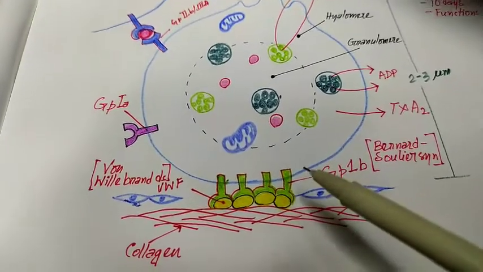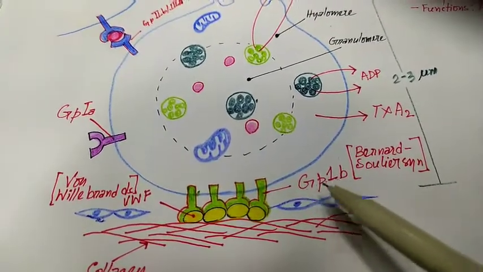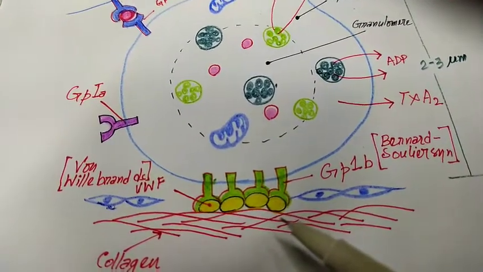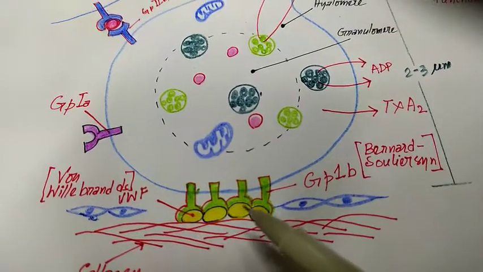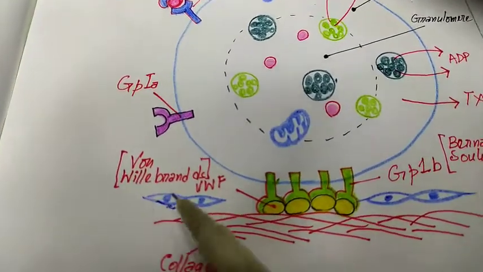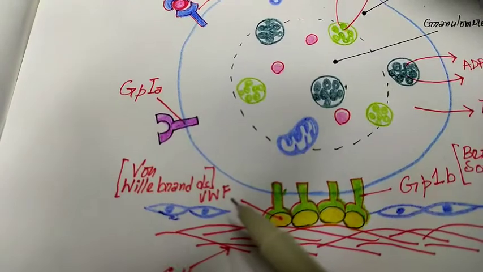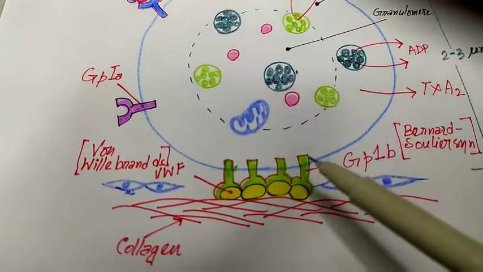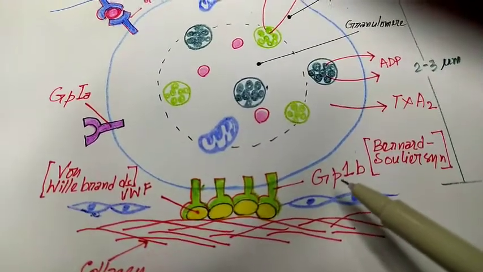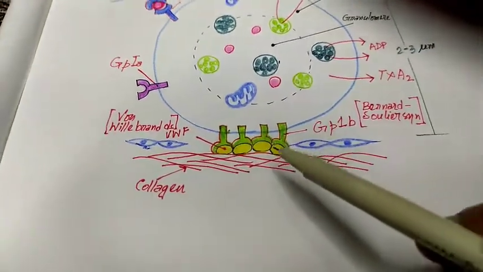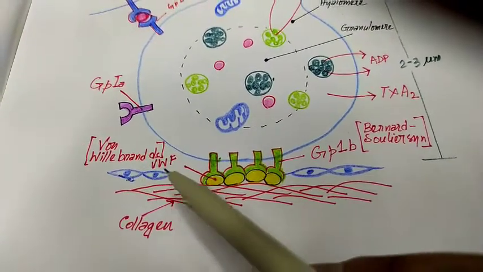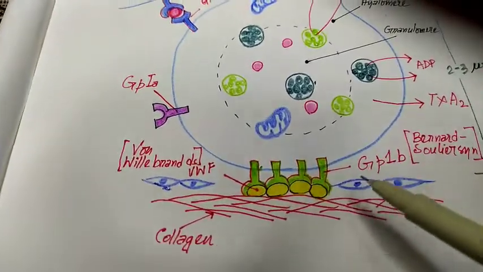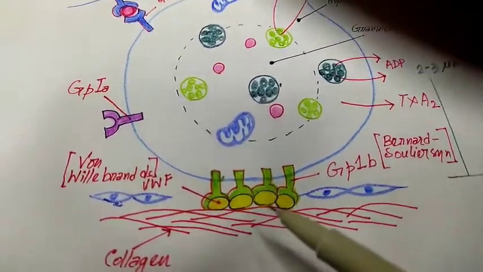In this process of adhesion, the most important molecule is Gp1b, and it will attach with the subendothelial collagen with these yellow colored molecules, and these are known as von Willebrand factors. So for the process of adhesion, the most important surface molecule is Gp1b, and the most important bridging protein is von Willebrand factor. So these two factors need to be present during the process of adhesion.